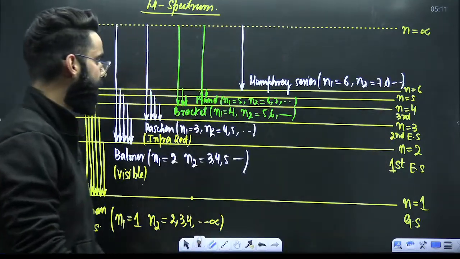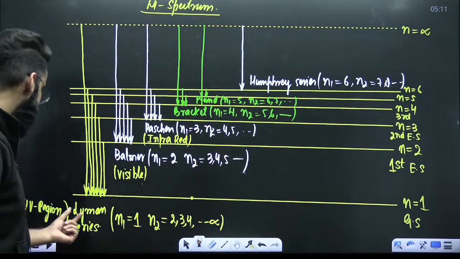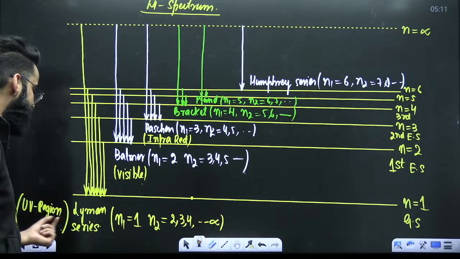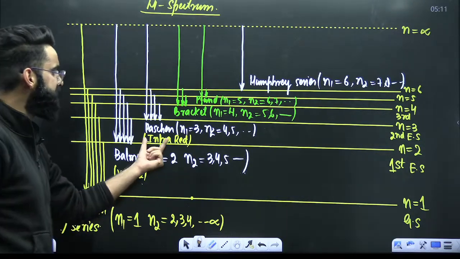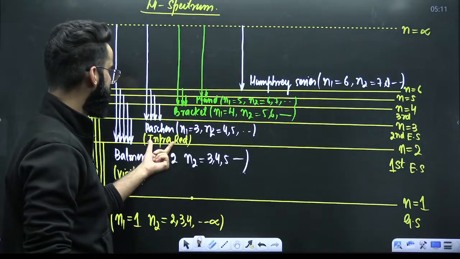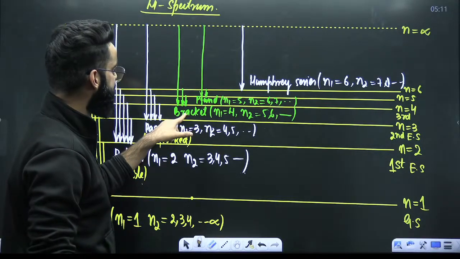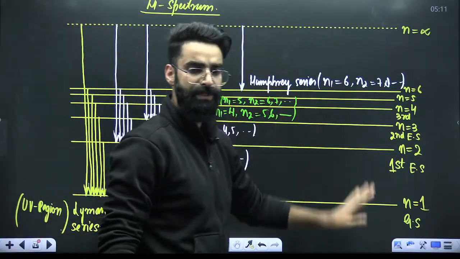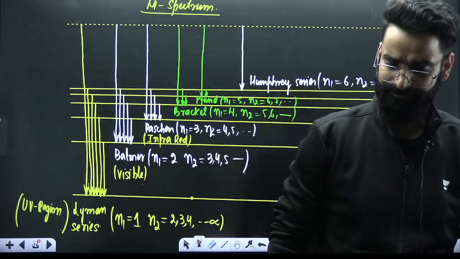Till infinity. Perfect. Now, all the radiations in the Lyman series fall in ultraviolet. These fall in visible. These fall in infrared, right? Brackett also falls in infrared. Pfund also falls in infrared. Humphreys also falls in infrared. Do you remember all these things?